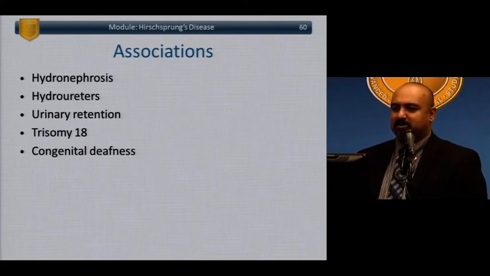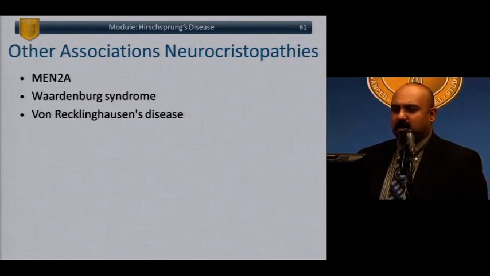Associations: you can have some hydronephrosis or hydroureters, usually due to the obstruction of the colon. There's urinary retention. Trisomy 21, like I said, is in 10%. You can also have trisomy 18. And you can have some congenital deafness, a rare association. The other neurocristopathies are MEN 2A, Waardenburg syndrome, and von Recklinghausen disease.